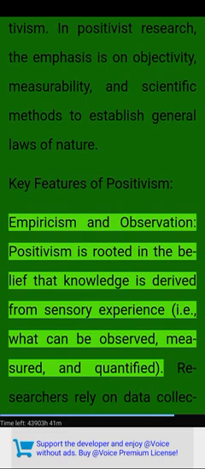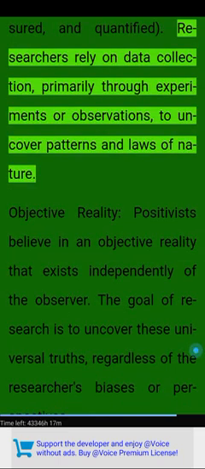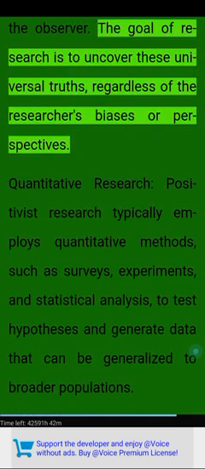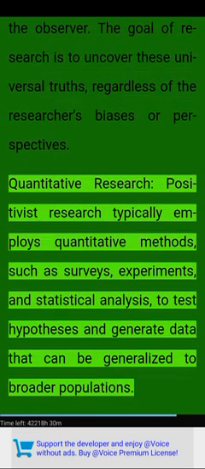Positivism is rooted in the belief that knowledge is derived from sensory experience, i.e., what can be observed, measured, and quantified. Researchers rely on data collection, primarily through experiments or observations, to uncover patterns and laws of nature. Objective reality. Positivists believe in an objective reality that exists independently of the observer. The goal of research is to uncover these universal truths, regardless of the researcher's biases or perspectives.